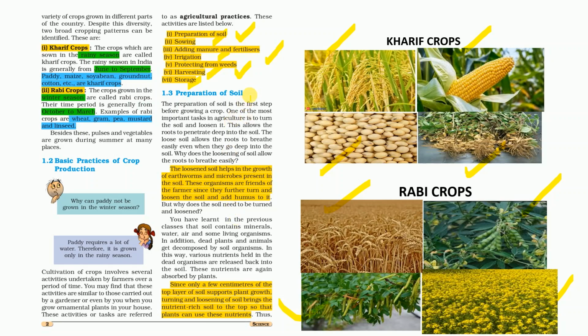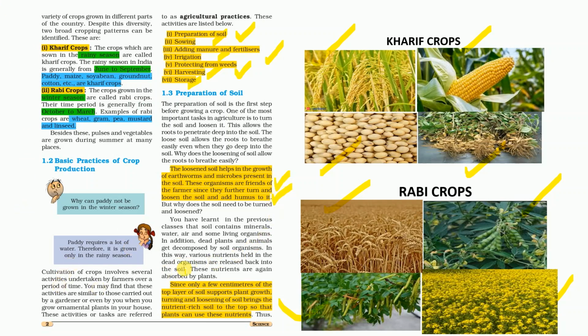Now coming towards the most important, the preparation of the soil. During this preparation of the soil, the upper layer which supports plant growth is loosened to help the growth of the earthworms and the microbes which are present in the soil. So these organisms replenish the fertility and the humus in the soil, which provides good growth to our crops.